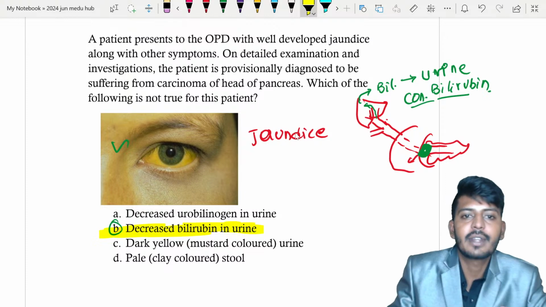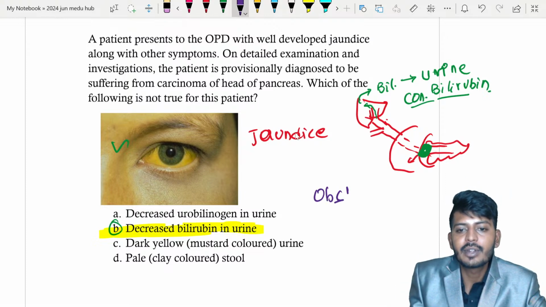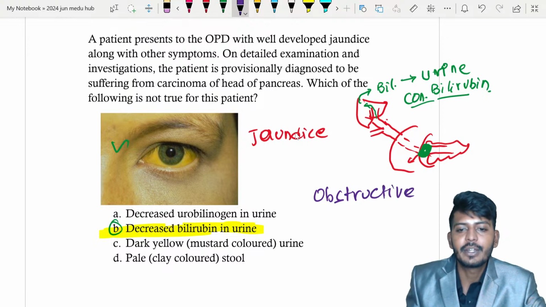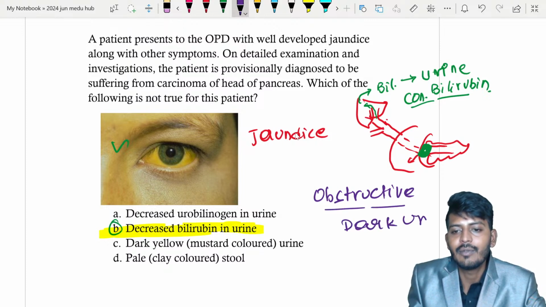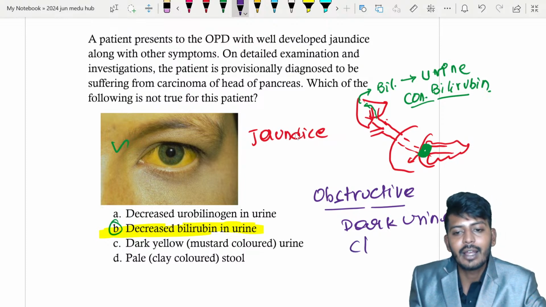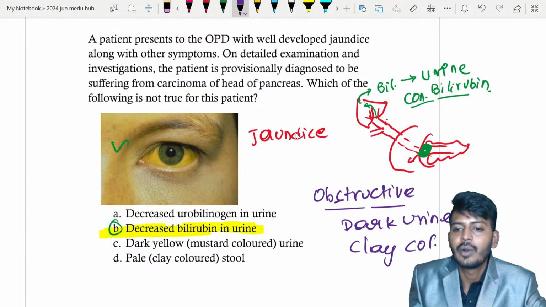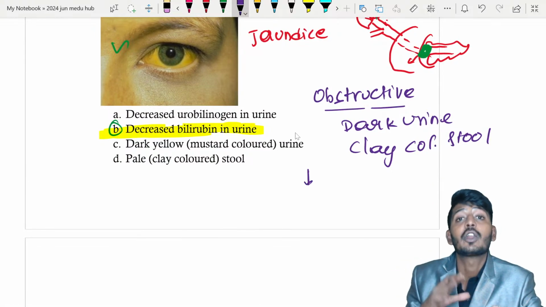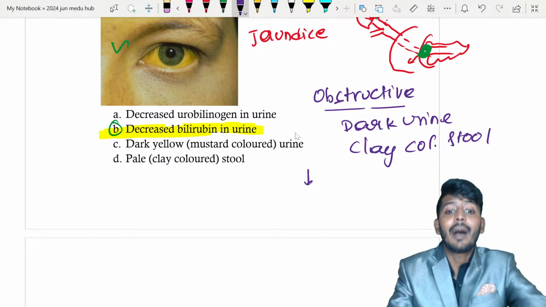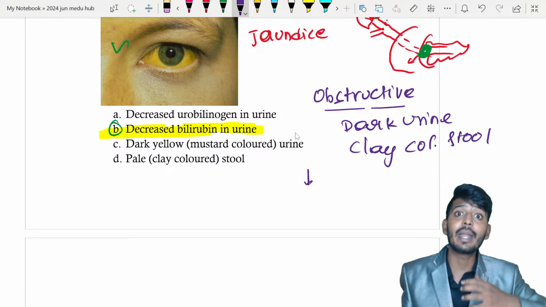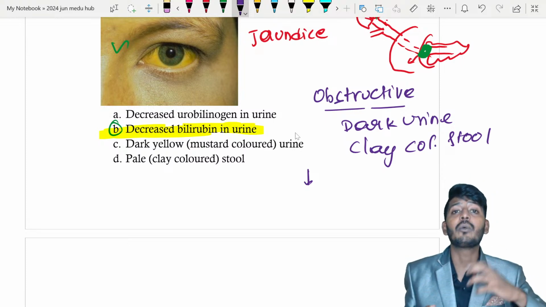It is a type of obstructive jaundice. In obstructive jaundice, dark urine will be there, but the feces is not getting any bile, so there will be pale or clay colored stool. Along with that there is a decrease of stercobilin, because where is stercobilin formed? In the intestine. Now bilirubin did not come into the intestine at all, so definitely no bilirubin will get converted into stercobilin.